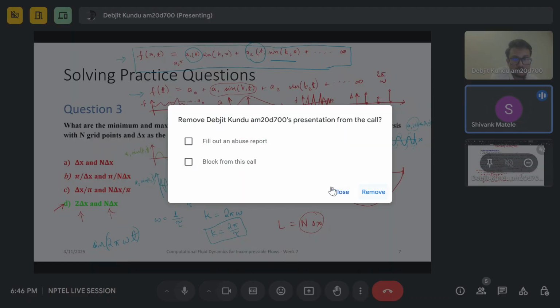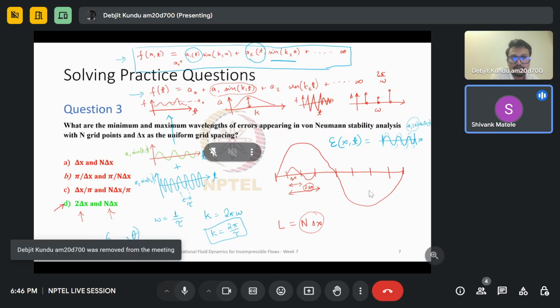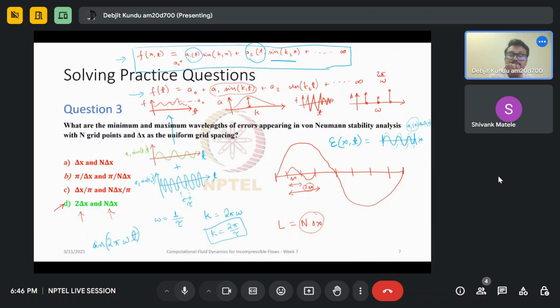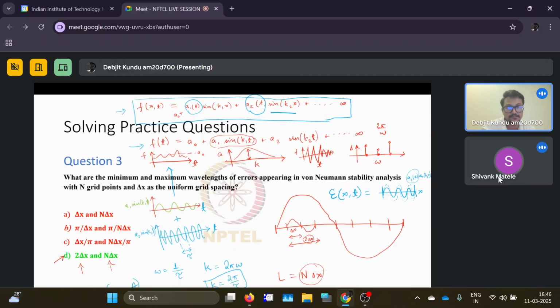But how did this conclusion come? Like, if it is a linear system, then all of this will behave in the same way. Yeah, so if you look at the lecture notes, let's open the lecture notes.